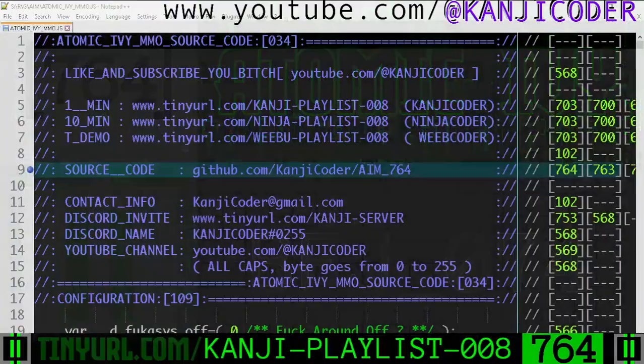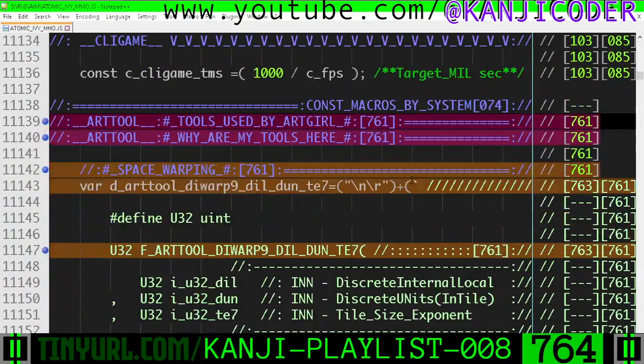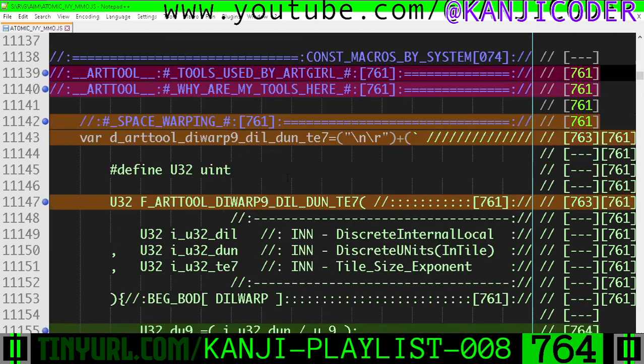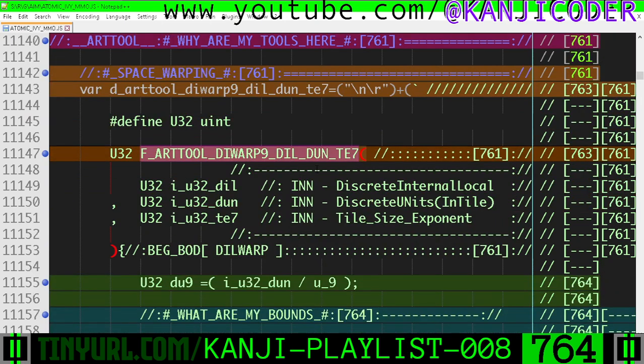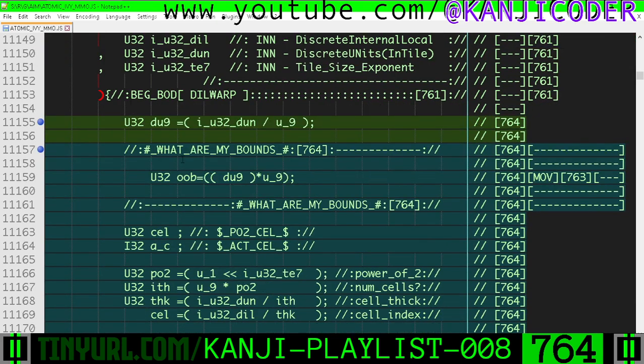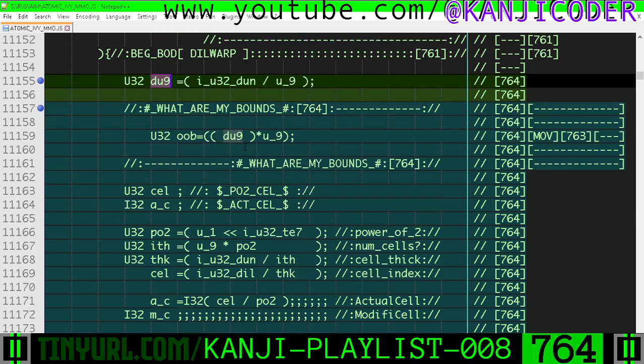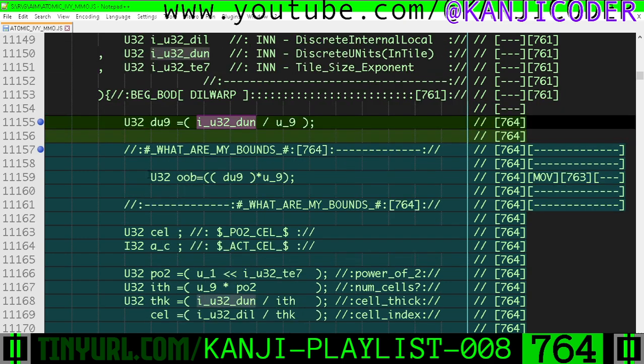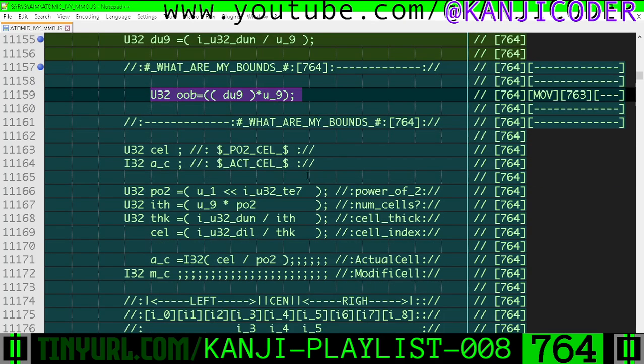All right, let's go. Down in the Art Tools section, in our Art Tool DI Warp 9 function, we have finished it. It works. Oh boy, a 1/9 chunk of discrete units. This is out of bounds because it's very close to this number, but it's actually divisible by 9, and it's going to prevent artifacts. We moved it up from where it was previously on the bottom.